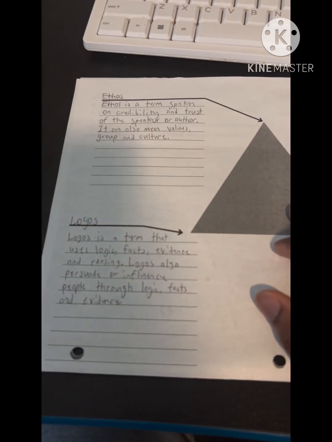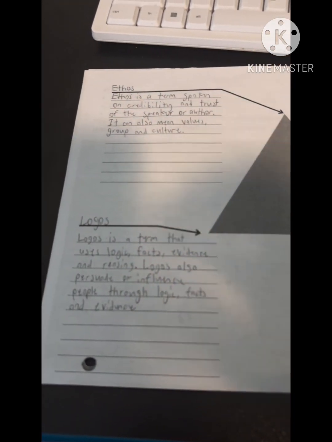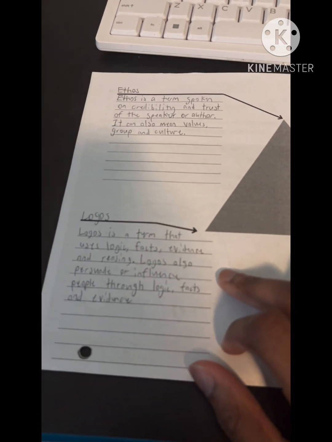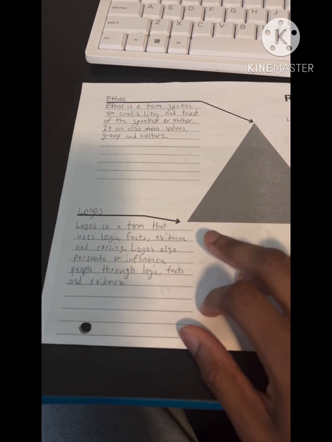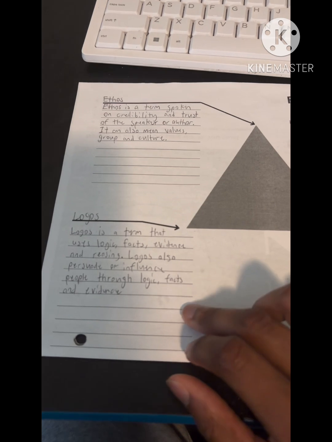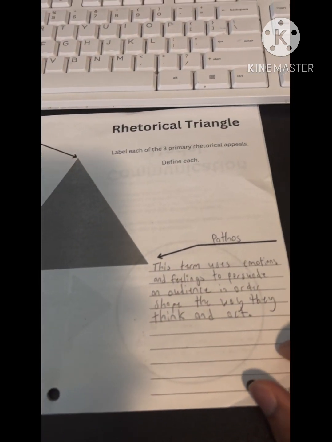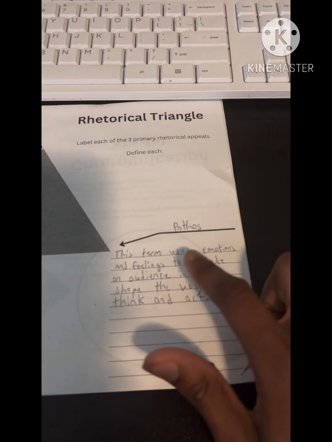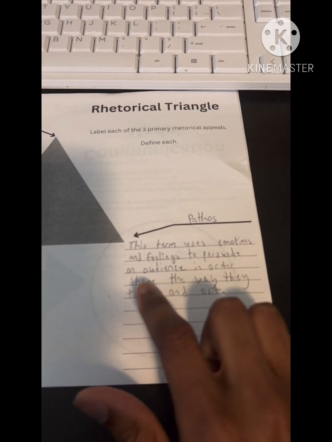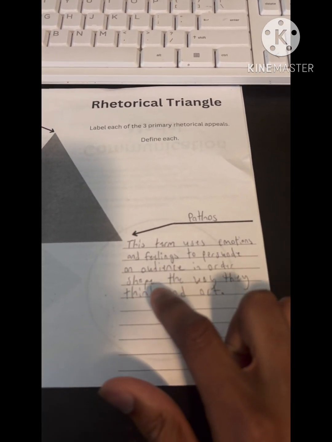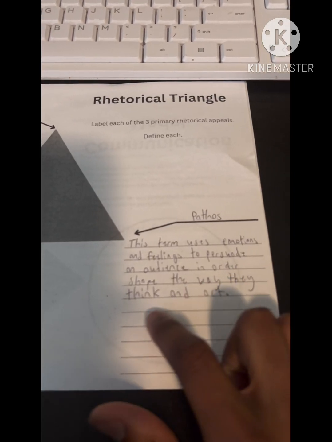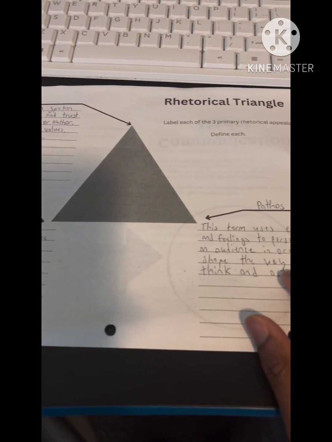And at the bottom here, we have logos. Logos is a term that uses logic, facts, evidence, and reasoning. Logos also persuades or influences people through logic, facts, and evidence. And then for pathos, this term uses emotions and feelings to persuade an audience in order to shape the way they think and act. And that is pretty much all for this first Mbongi. I'm going to move on to the next one.